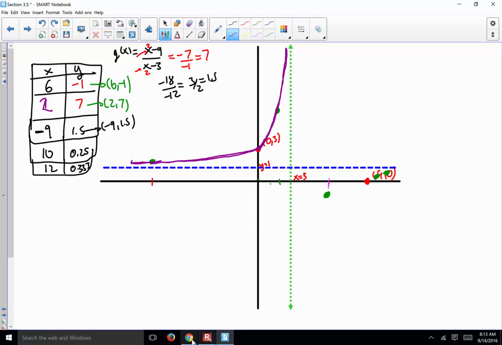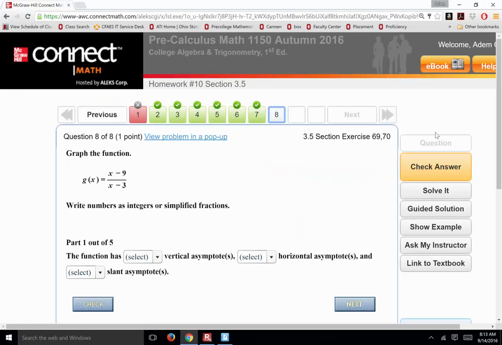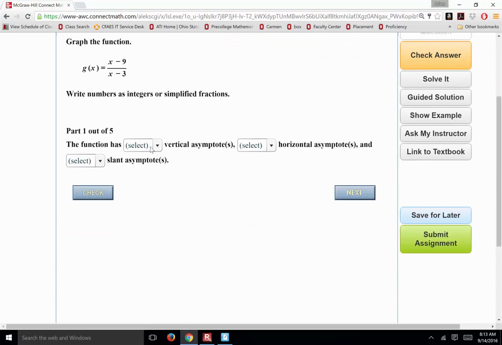Alright, so why don't we go pick the right choice. But first, let's move everything we found here. There is one vertical asymptote. No, oh, we didn't check the slant asymptote. Maybe you have one. Can you have a slant asymptote here? What's the test?